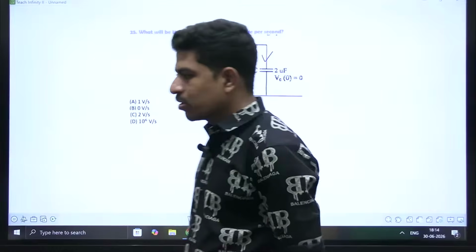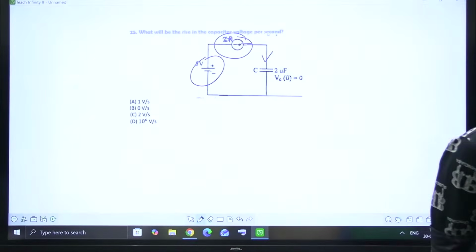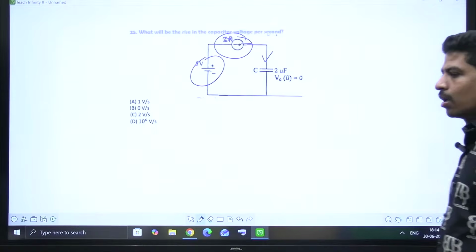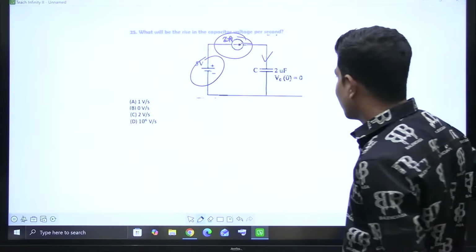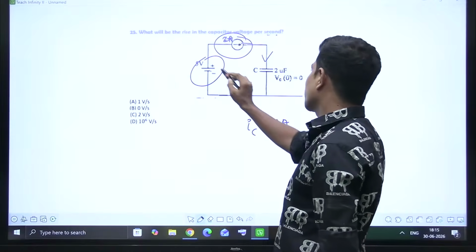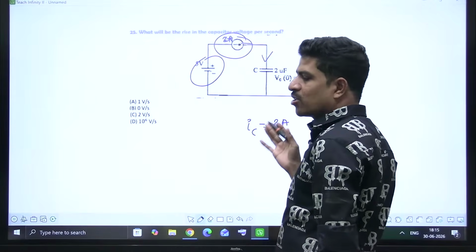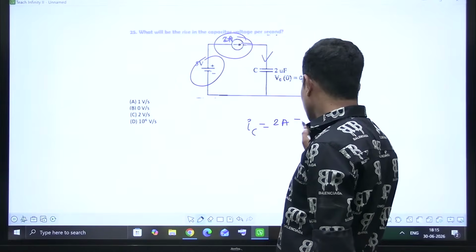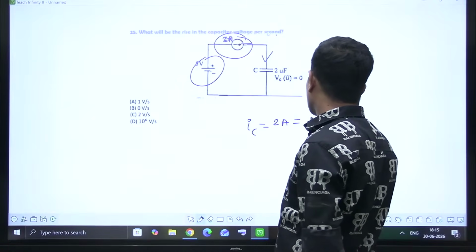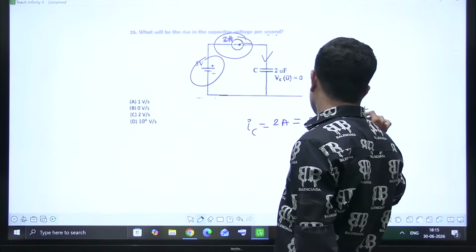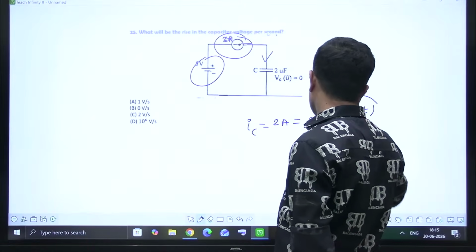Yes, answer for this question, please. Simple question. IC is how much? 2 amperes, irrespective of this voltage source. If current source is there, that current is main for us. Okay. IC is equal to C dVc of t by dt. C is how much? 2 microfarads. You want this value, that's all.